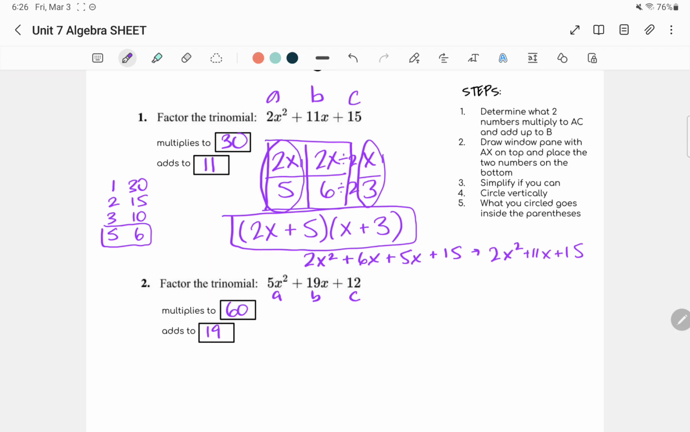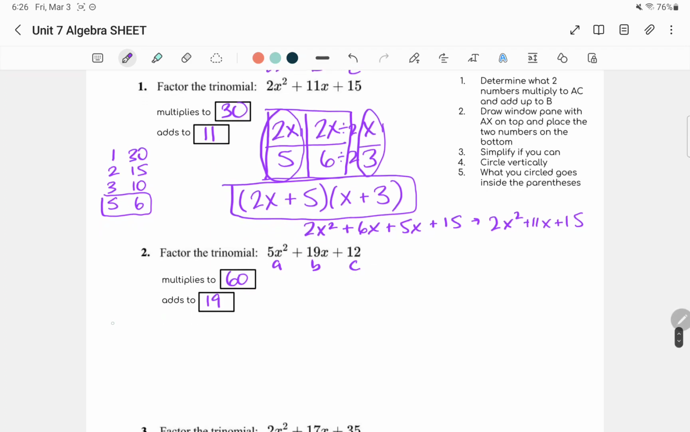Okay, and I can make my little list over to the side here. So 1 and 60 does not add up to 19. 2 and 30 does not either. 3 and 20, and then 4 and 15. Again, use your calculator. If you don't know what times 4 gives you 60, put in the calculator 60 divided by 4. Keep going down, 1, 2, 3, 4, 5, until you get whole numbers. And if you need help with that, please come seek me out and I will help you. But that would be 4 and 15.